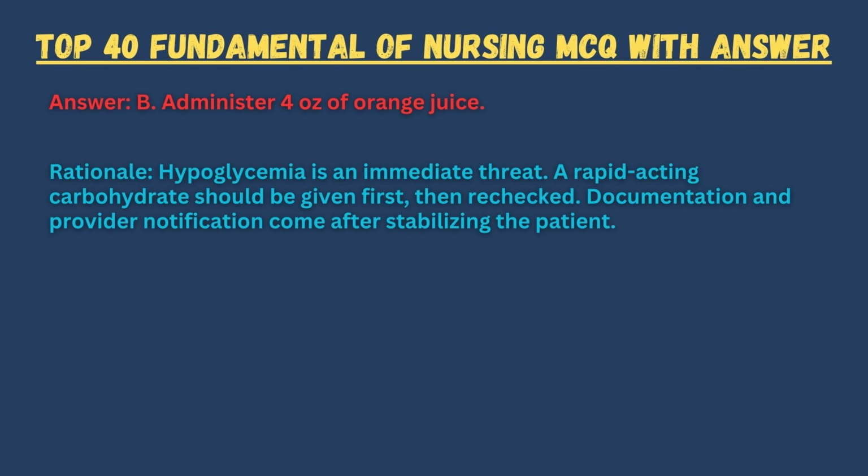Answer. B. Administer 4 ounces of orange juice. Rationale. Hypoglycemia is an immediate threat. A rapid-acting carbohydrate should be given first, then rechecked. Documentation and provider notification come after stabilizing the patient.